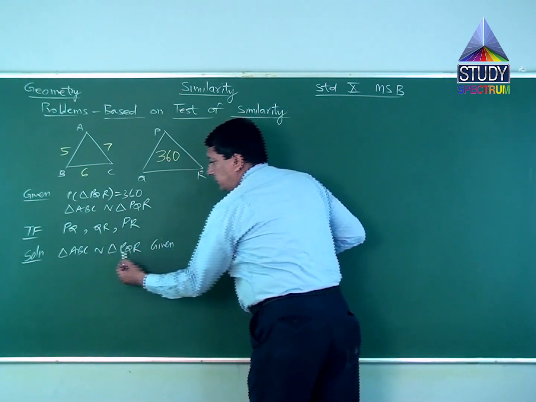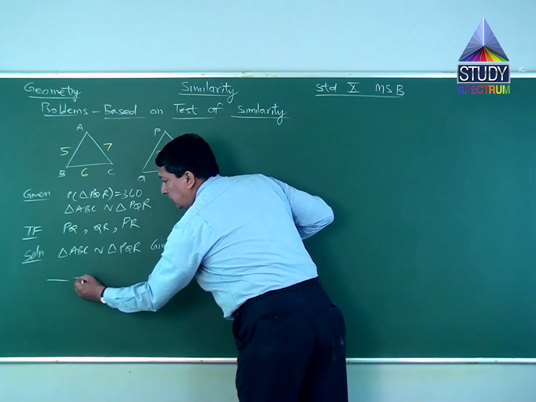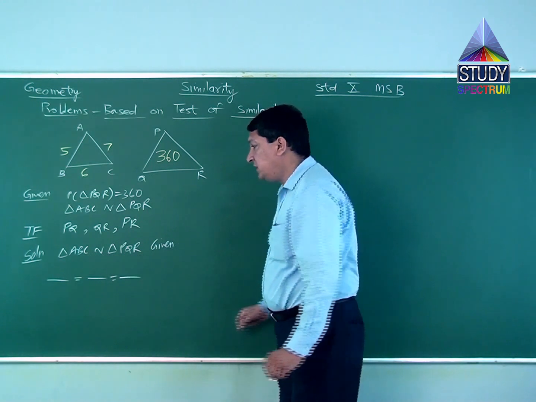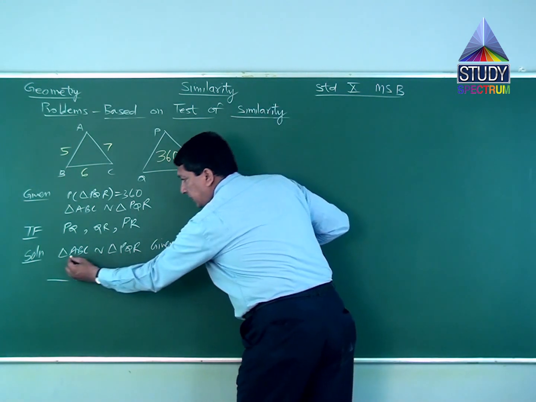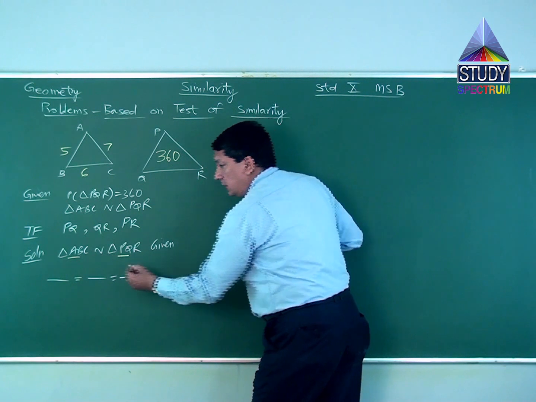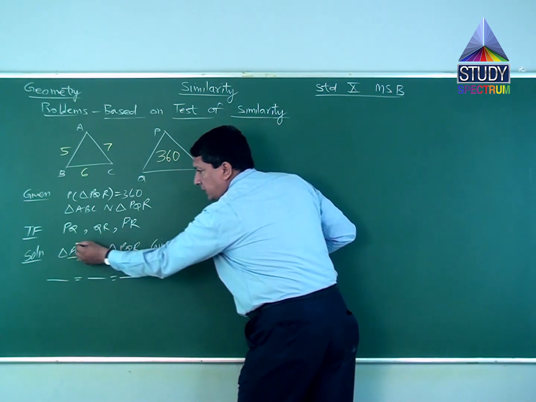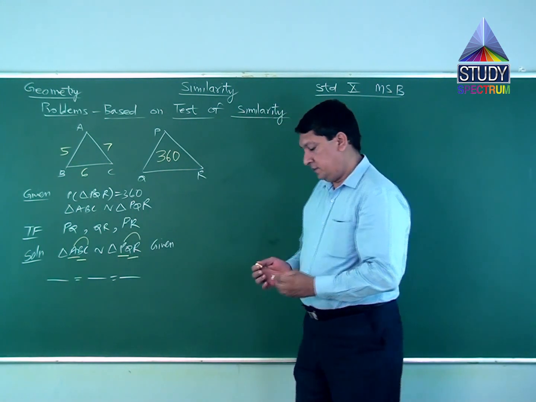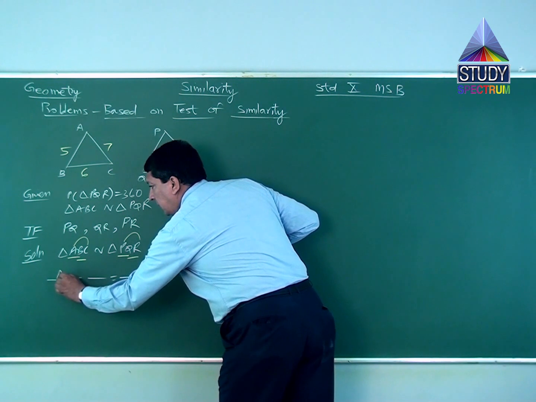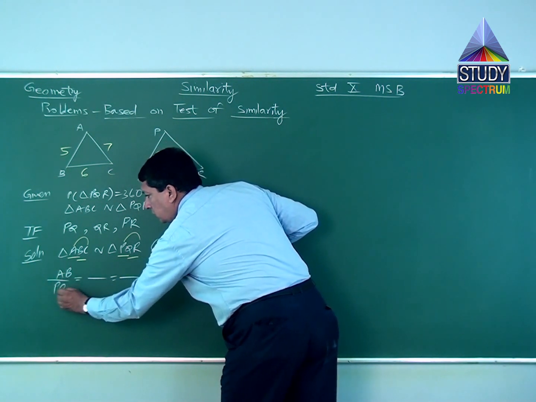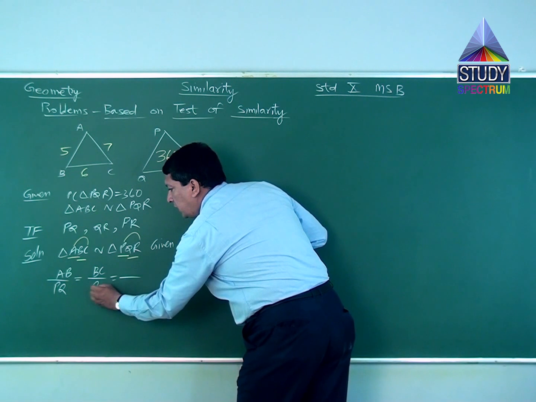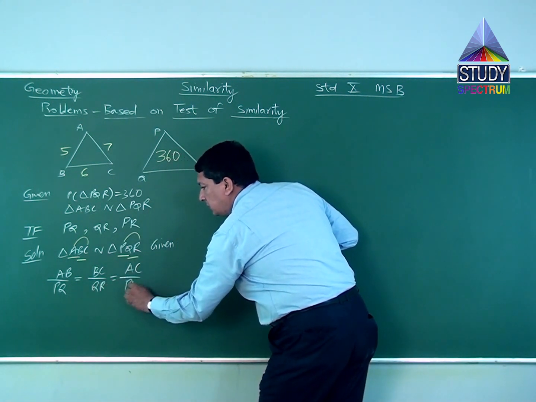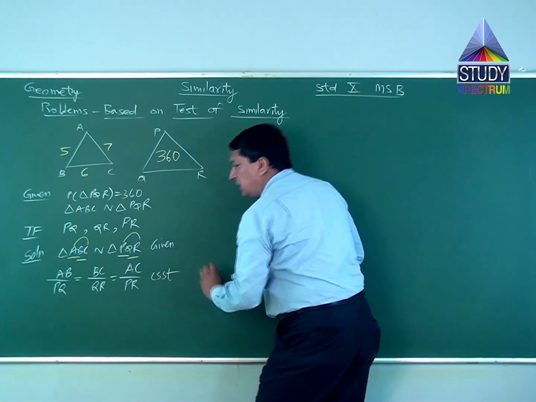Now when triangles are similar, I have told you before also, corresponding sides are in proportion. So we can make out the corresponding sides are AB, PQ, BC, QR, AC, PR. These are corresponding sides of the triangle. So I can write AB upon PQ, BC upon QR, and AC upon PR. These are corresponding sides of similar triangles.